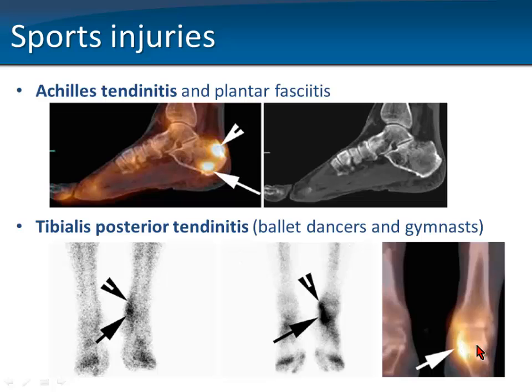But it's a pity that I didn't show you the axial slice, because on the transaxial slice you can now also really see the tendon and how it's thickened compared to the contralateral side. So that is important, to look at the soft tissue of your SPECT-CT as well.